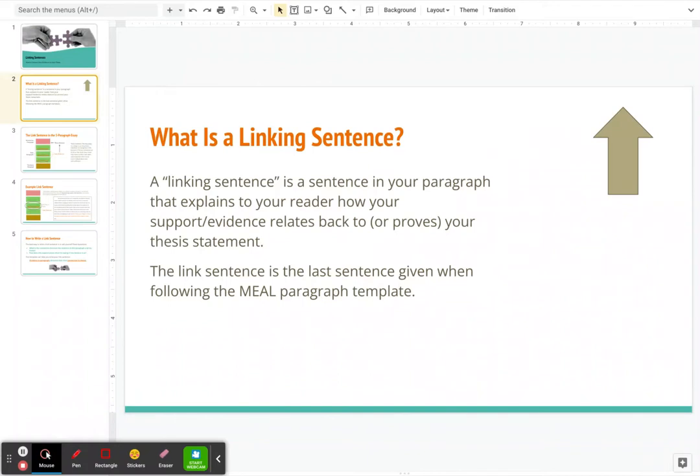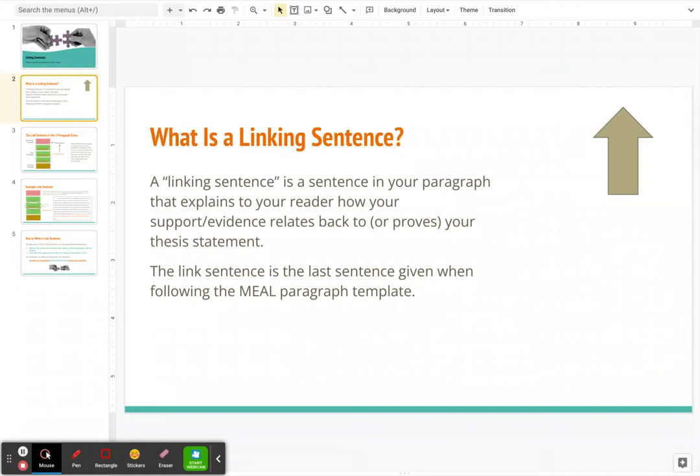It's actually a very important part of your paper, but it's not a type of sentence that we talk a lot about. A linking sentence is a sentence in one of your body paragraphs that explains to your reader how the support and evidence in that paragraph relates back to your thesis statement. In other words, this sentence explains to your reader how your evidence proves that your thesis is true.